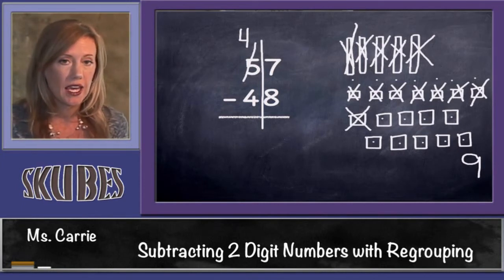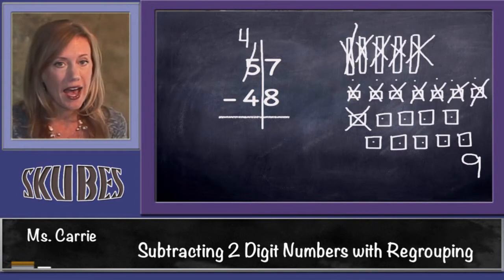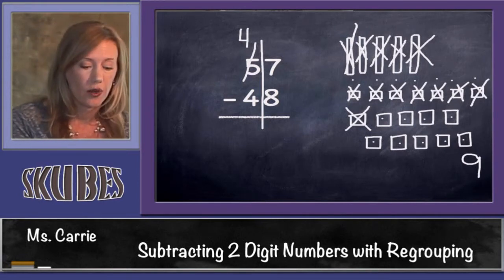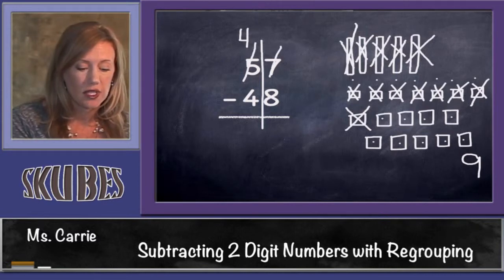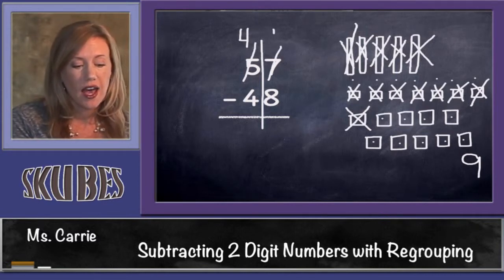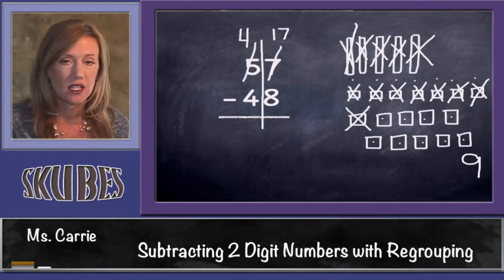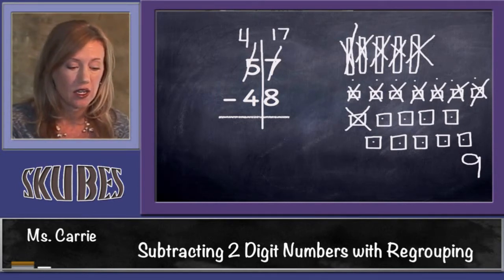Now you can't just take it away and that's it. If you take it away from that side, you have to add it to the ones side, which is what we did down here in the picture. So we're going to cross out the 7 and make that a 17. We just added that 10 to the 7 to make 17.